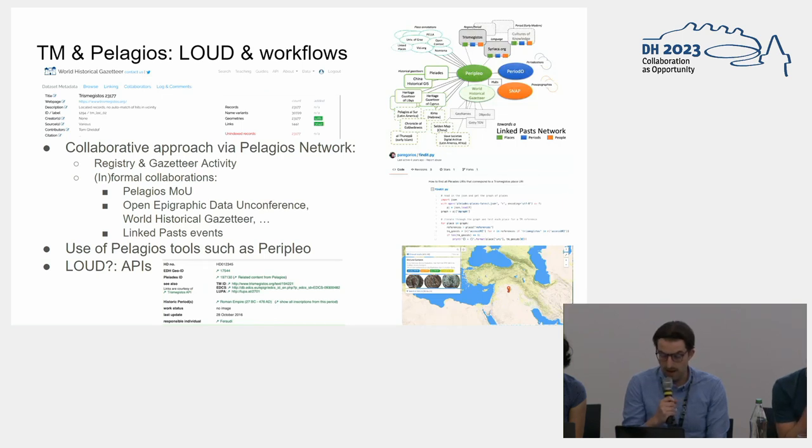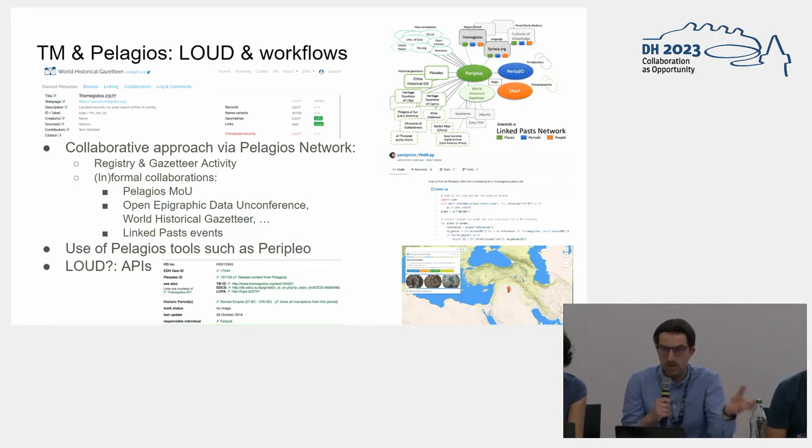I think on the bottom you see another example, the Heidelberg database of epigraphy, or the Epigraphic Database Heidelberg. They actually use our API to query live all of the relations we have to other projects. So the moment we update it on our part, this is also directly updated on their website without them having to interfere or update their own database.